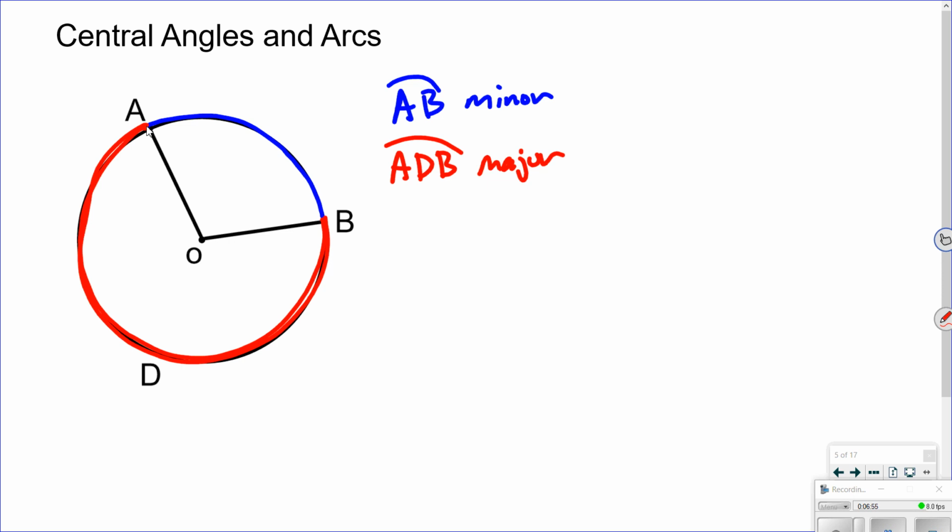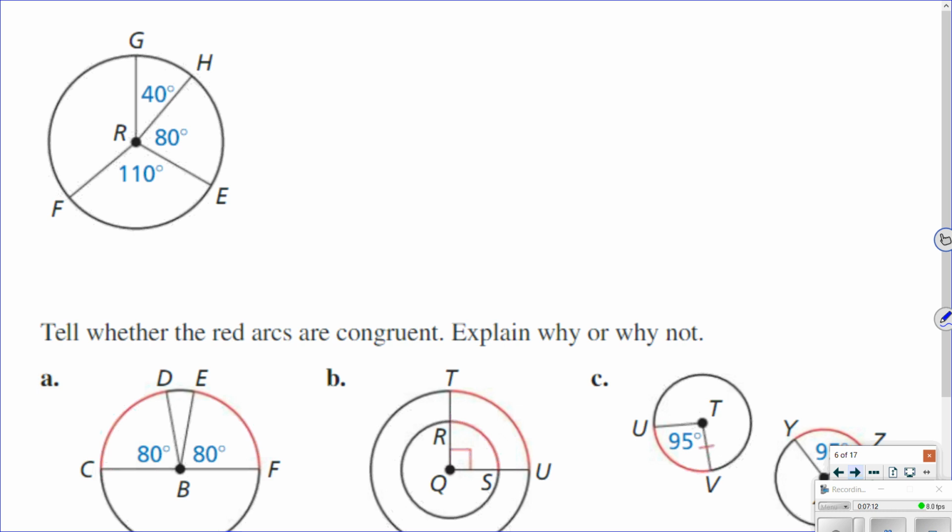Hey, the idea here is really simple. All it says is, if I can find the measure of the central angle that intercepts that arc, it's the same as the arc. So this measure right here is the same as the measure of that arc right there in degrees.